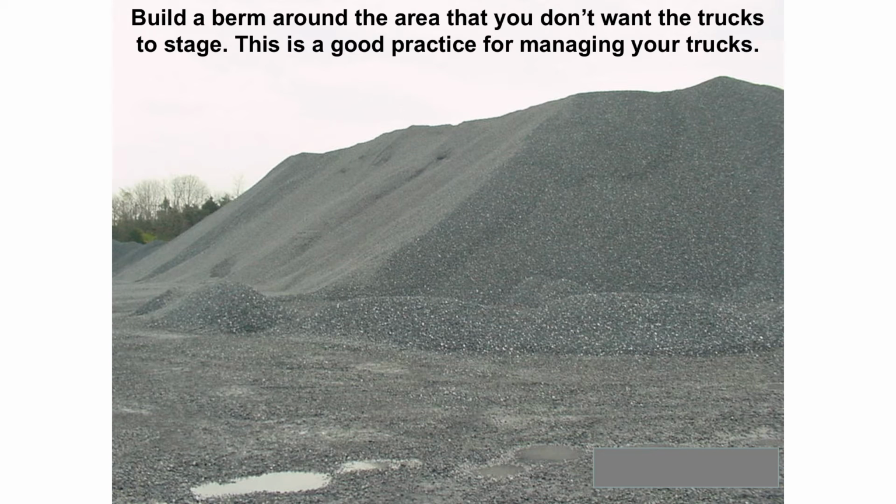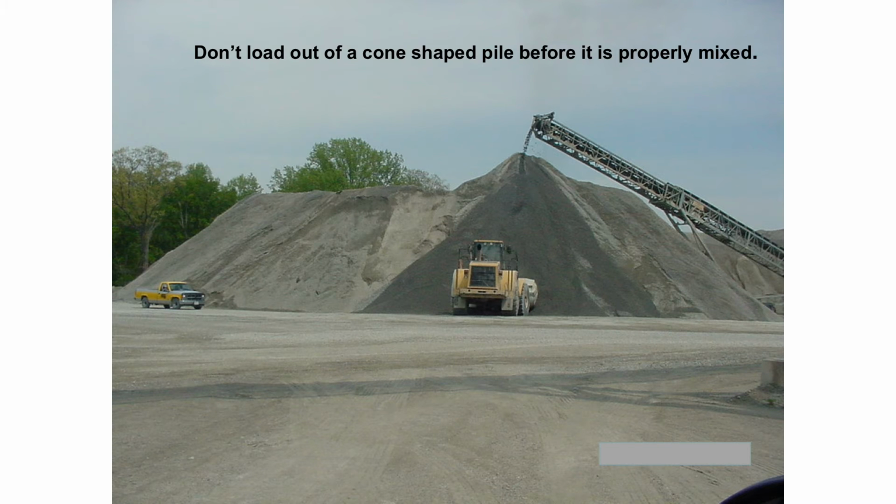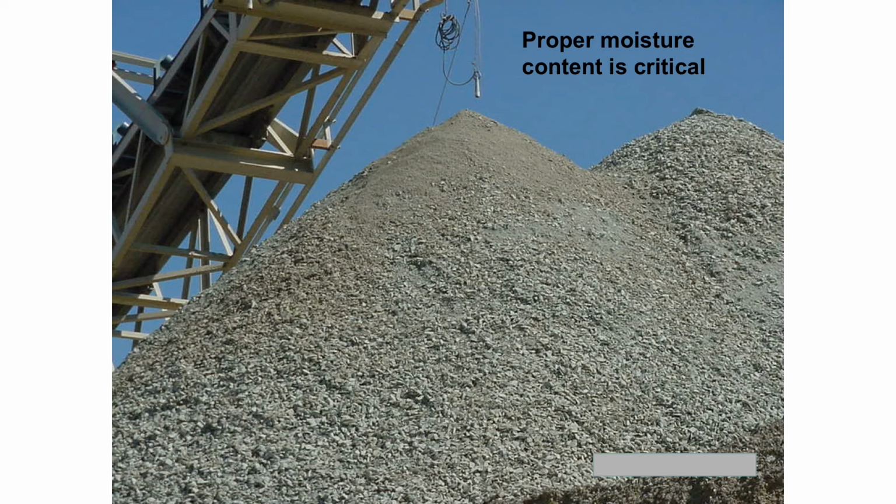Another way to control the trucks is to build berms around your stockpile so they can't pull into areas where you can't properly work that face again. And again, here, loading out of a cone-shaped pile, it's going to create segregations, and you're going to have some real issues with that. Proper moisture content. Material's going to come apart when the material dries out. It's not cohesive. That water will help hold that material together and minimize segregation.